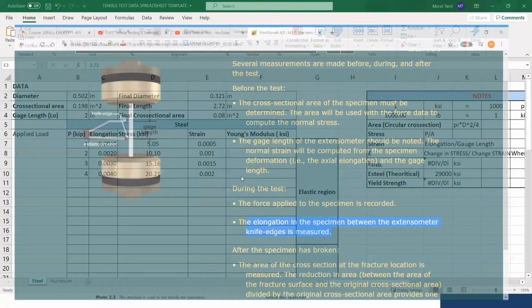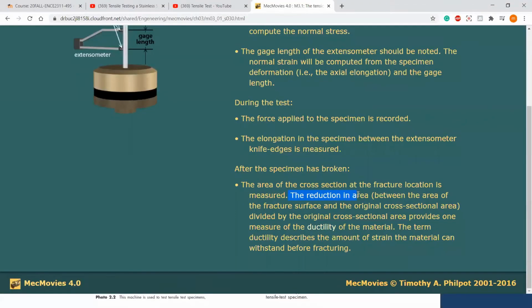And after the specimen has broken, the area of the cross section at the fracture location is measured. Reduction in area between the area of fracture surface and the horizontal cross sectional area. This is the reduction in the area, divided by the original cross sectional area, which provides one measure of the ductility of the material. So if you get the ratio of the cross section before and after, you can measure the ductility of the material. The term ductility describes the amount of strain the material can withstand before fracturing.